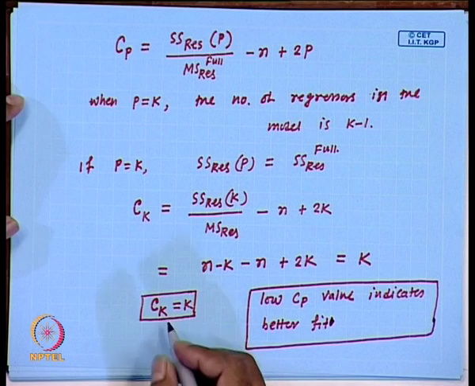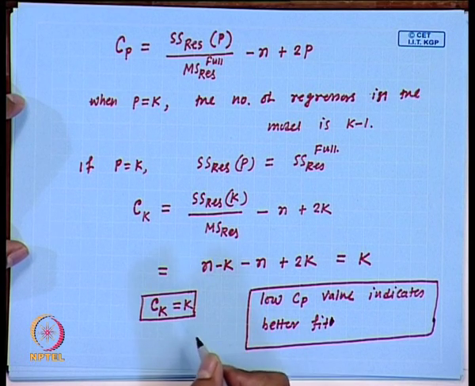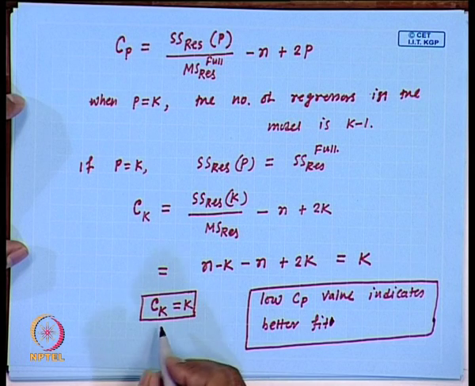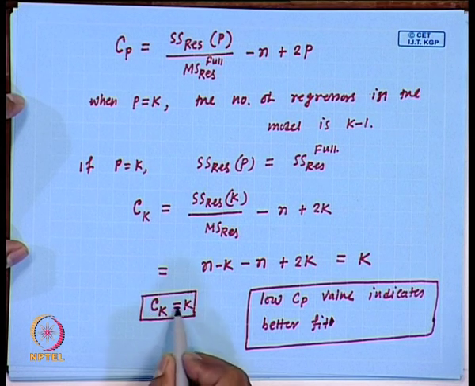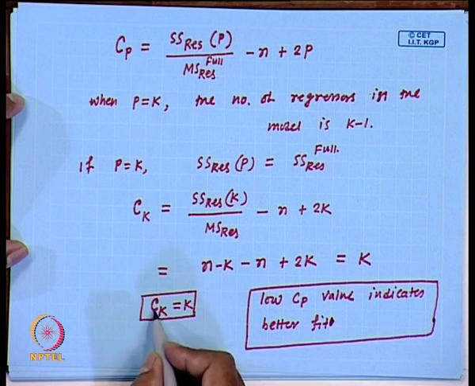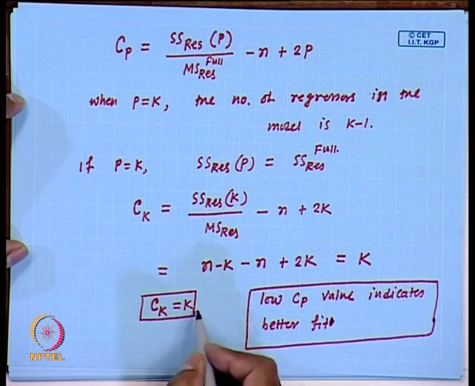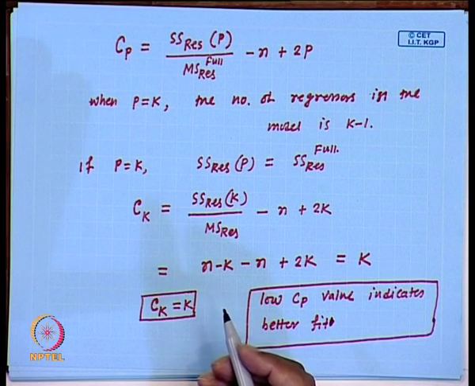So, our selection criteria for the model here is that, of course, a small value of Cp is desirable, and also the Cp should be close to p. If Cp is equal to p, that means the model involving p minus 1 regressors is almost equivalent to the full model. Okay. Let me illustrate this Mallows statistic using our example.